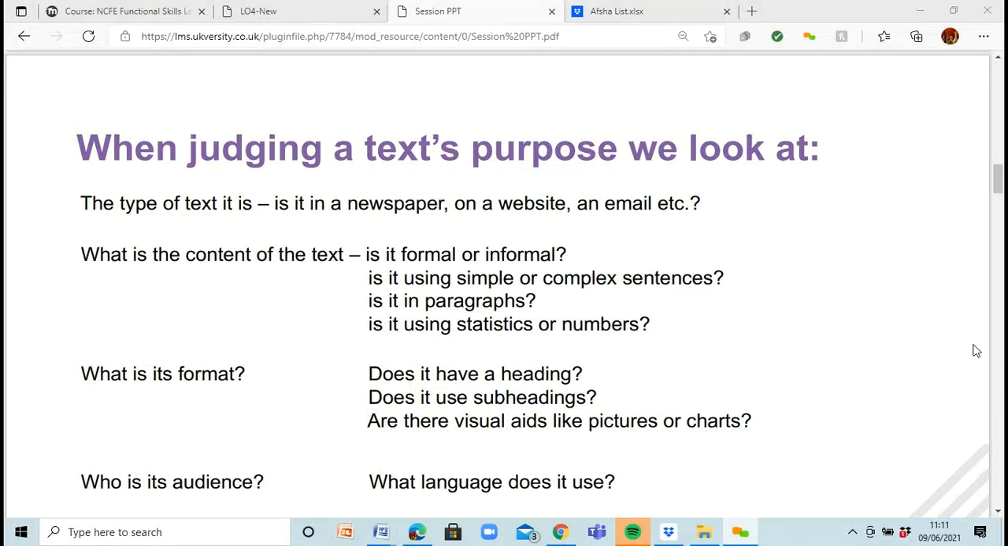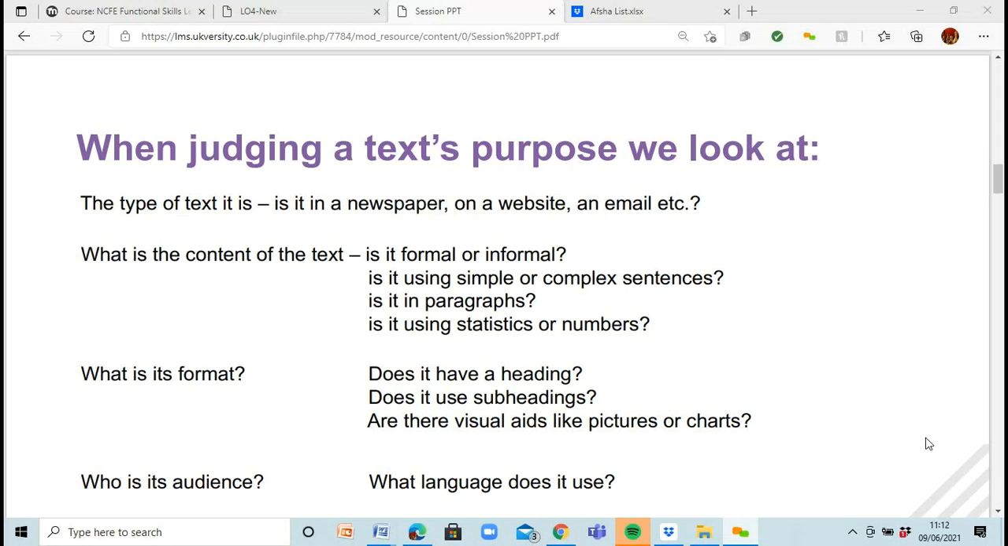Is it in paragraphs, or is it bullet points, or is it just simple sentences? What sort of format is it in? Does it have statistics or numbers? Is it something where they're giving you all these stats and information about maybe pollution or homelessness, like you saw last week or the week before, where you had 3 different documents, but one of them told you loads of different numbers and statistics? And then what is the format of it? Does it have a heading? Does it use subheadings? Are there any visual aids, like pictures or charts or graphs, something there to visually show you something?